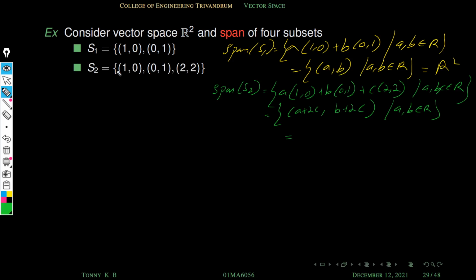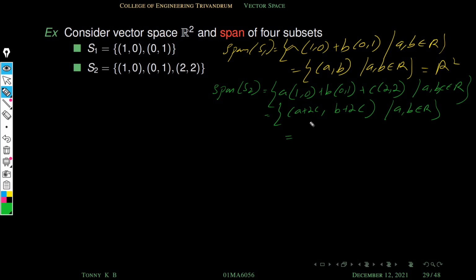Next we have to find the span of S2. What is S2? S2 contains (1,0), (0,1) and (2,2). Already we know that the span of the first two elements is our full space R square. So naturally we expect the span of S2 is also R square, right? Anyway, we consider the span of S2, that is equal to a times (1,0) plus b times (0,1) plus c times (2,2), where a, b, c are real numbers. That is equal to (a plus 2c, b plus 2c), right? First coordinate is a plus 2c and second coordinate is b plus 2c.